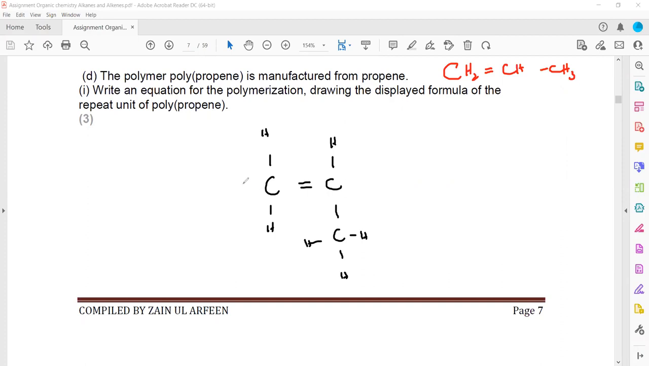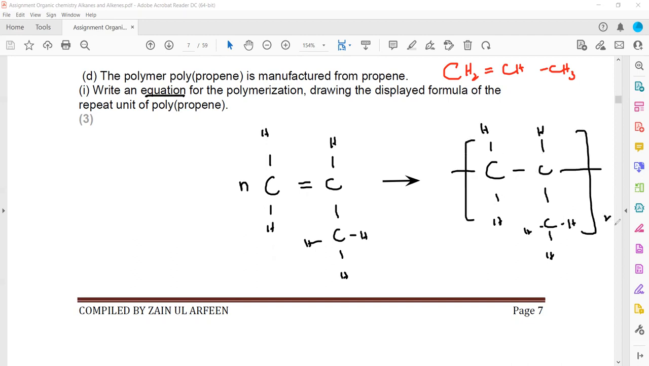Now to draw a polymer, because we have to write the equation: if we have n molecules of propene, the double bond will break and turn into a single bond, and there will be repeat units. We put a bracket and then n. So if we have n molecules of propene, that will result in the formation of polypropene, a long chain polymer.